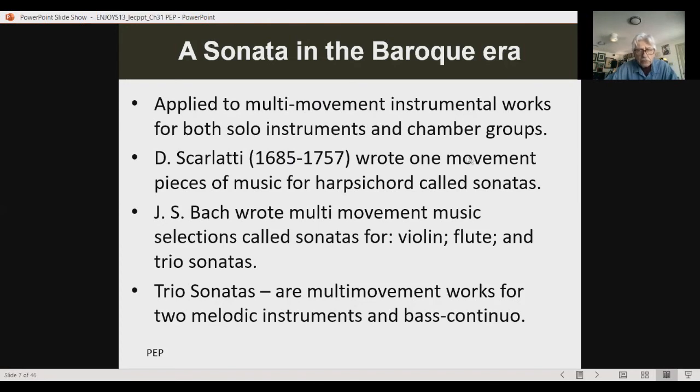That this composer and other composers wrote one movement pieces of music for harpsichord called sonatas. They're just one movement. Bach wrote multi-movement music selections called sonatas. He wrote them for violin, for flute, and trio sonatas. Trio sonatas are multi-movement works for 2 melodic instruments and basso continuo. Remember that word? So there could be 4 instruments in a trio sonata. 2 melodic instruments, the basso continuo could be a bass and a chordal instrument.